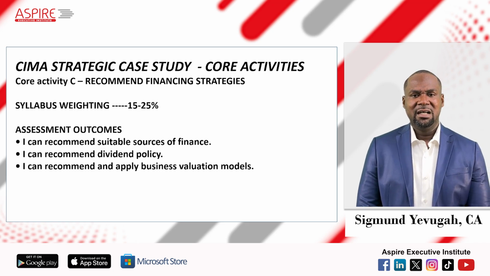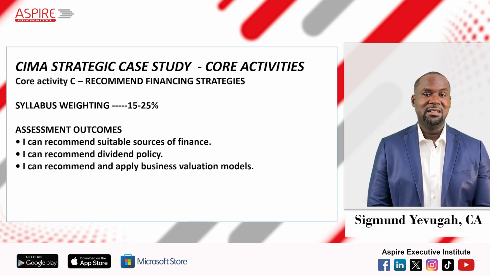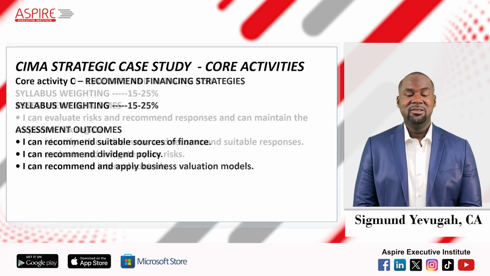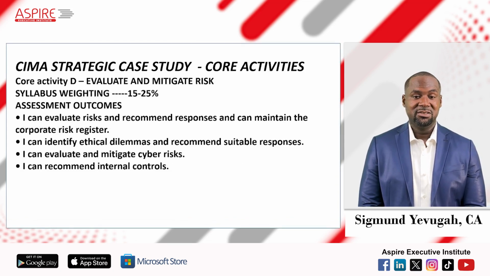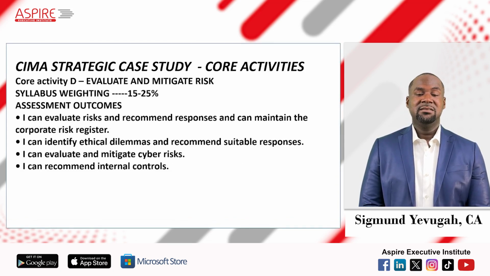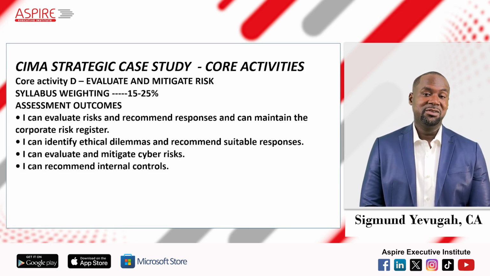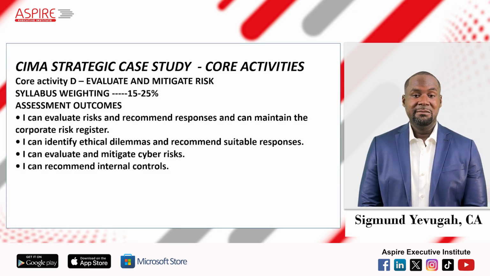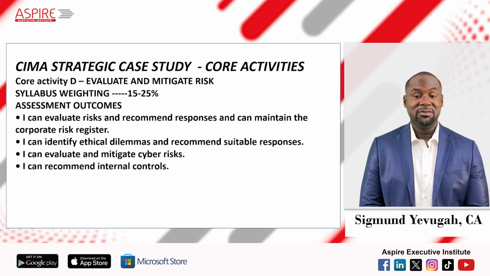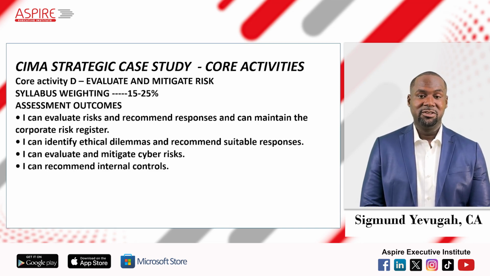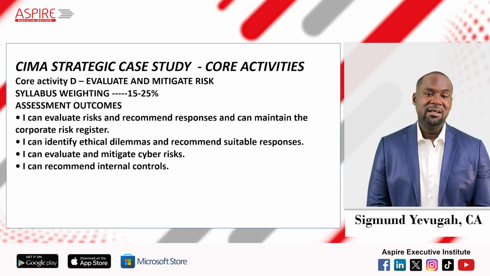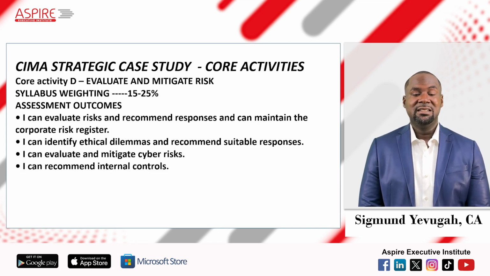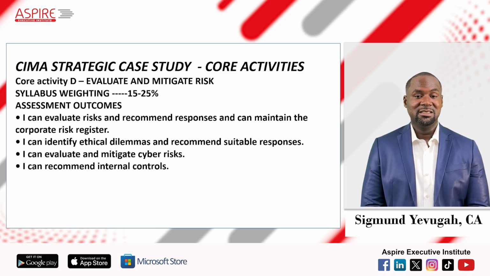So that is it. The second to last activity is activity D, where students are expected to evaluate and mitigate risk. The same level of weighting of this syllabus area is between 15 to 25 marks. In terms of outcomes and objectives, students should be able to evaluate risk as well as recommend responses, so as to reduce or respond to risk, and be able to maintain a corporate risk register, which will schedule out all the various risks that the company may take and the necessary actions thereof.